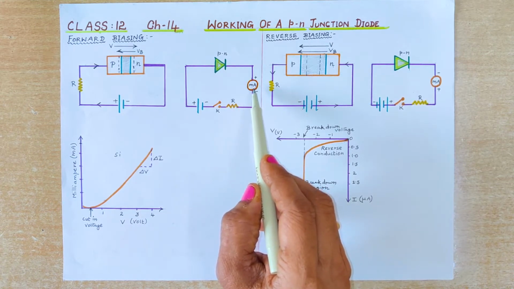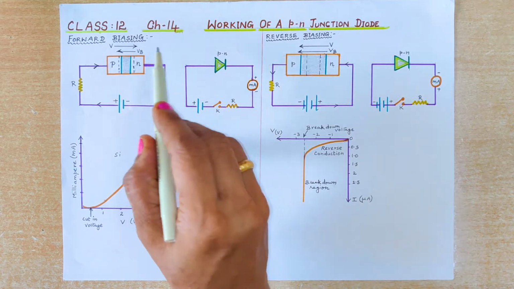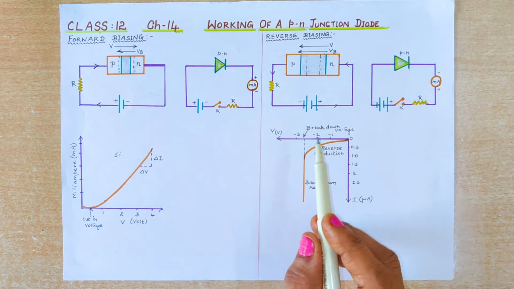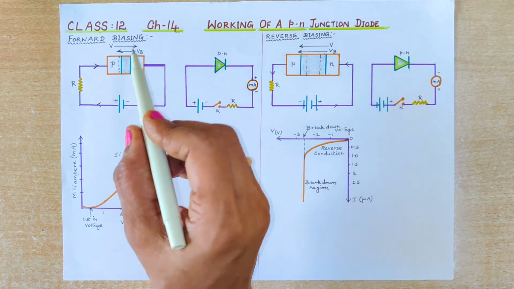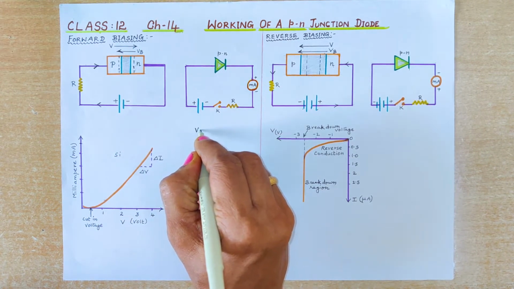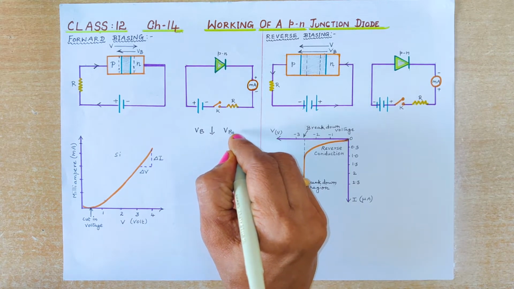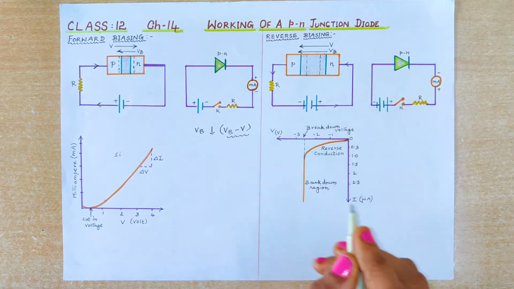There is a milliammeter which is connected. During this process, the applied voltage V opposes the barrier voltage VB because they are in the opposite direction. Due to this, VB, the barrier potential, gets reduced by an amount due to the applied voltage. So by this amount it decreases.